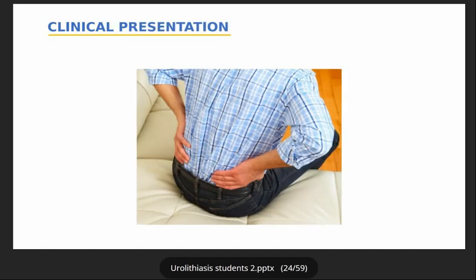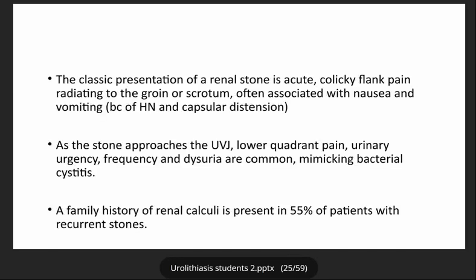Okay, so now we'll move to clinical presentation. The most important one is pain. Most of the patients will come with colicky flank pain that can radiate to the groin or the scrotum. Sometimes they have nausea or vomiting. The reason for that is hydronephrosis and capsular distension in the kidney. When the stone moves to the ureterovesical junction and moves down, the pain will change. The pain will not be in the back, it will be more in the front, and the patient will develop some irritative urinary symptoms like urgency, frequency, and dysuria.